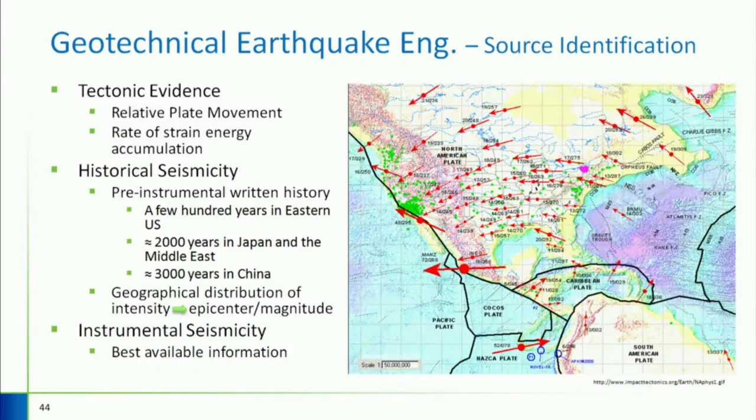Other ways is tectonic evidence. You map the movement of the plate. We know that there's stress accumulating because there's differential motion. I talked about historical seismicity. In some countries, that's quite a long time. In the US, it is not. And then, of course, there are instruments. If you have them set up and they recorded an earthquake, you probably have earthquakes.